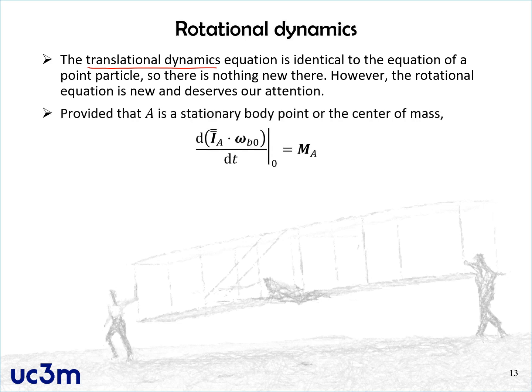Now, in the following, we are going to assume already that we have selected the point A, about which we compute angular momentum and the moments of the forces, in a way that removes the extra terms on the right-hand side and in the definition of the angular momentum. For that, there are basically two options that we can follow. Either we select a stationary body point, if there is any, this will be option 1, or we choose the center of mass G as our point A. That would be option 2.